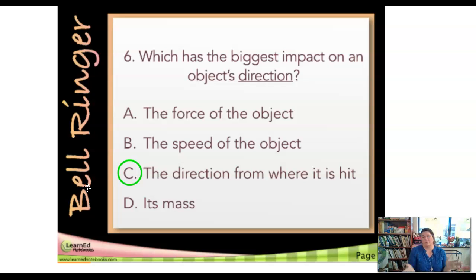Some of you may play pool, and when you go to hit the cue ball, some people may talk about English on the cue ball, and it depends on where you hit that ball is how it's going to roll, and you're wanting it to hit another ball in a certain way. So you've got to hit it in such a way that it sends it in the direction that you want. So that is where the biggest impact on an object's direction is the direction from where it is hit.